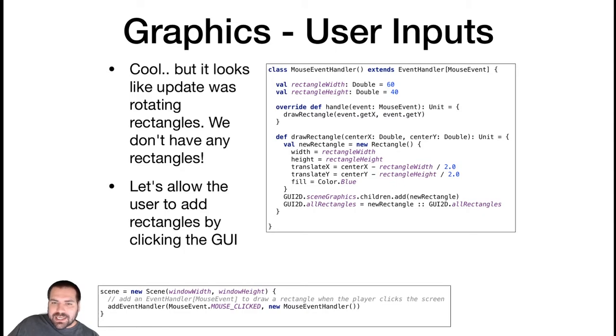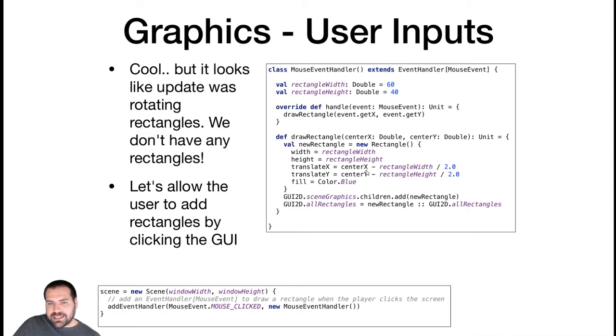Say, I want a rectangle centered at the inputs X and Y. So we'll create a rectangle. We'll have some predefined height and width that every rectangle will have. And then the translate X and Y, remember that the translate X and Y is for the upper left corner of the rectangle. So we're going to do a little bit of math.